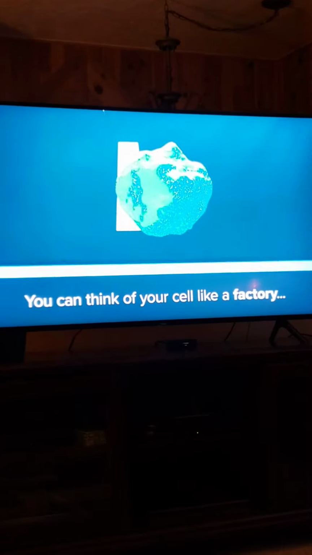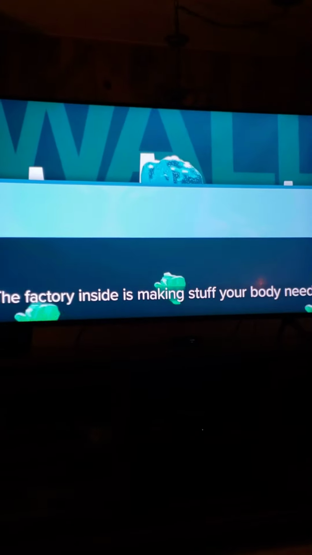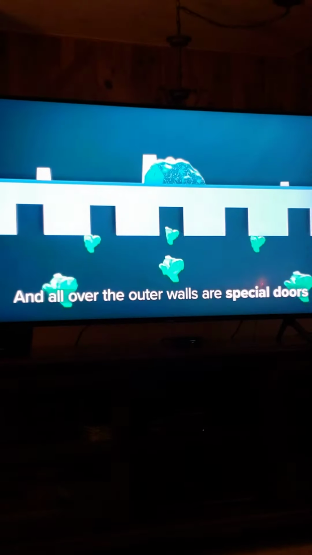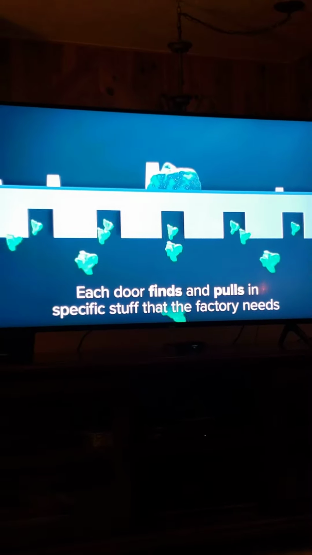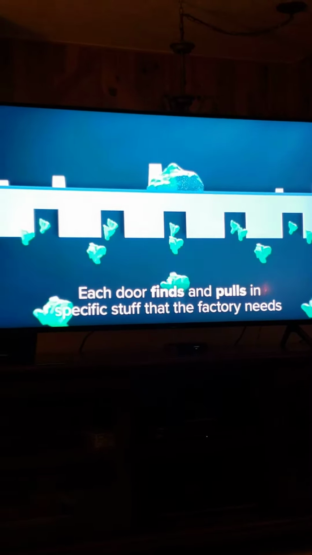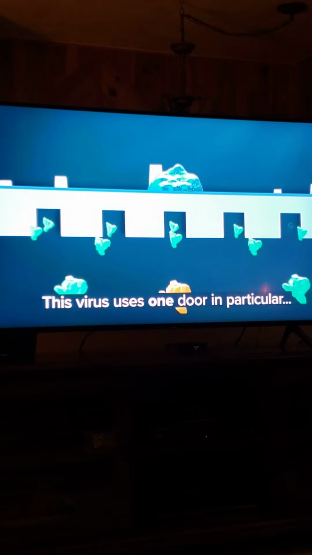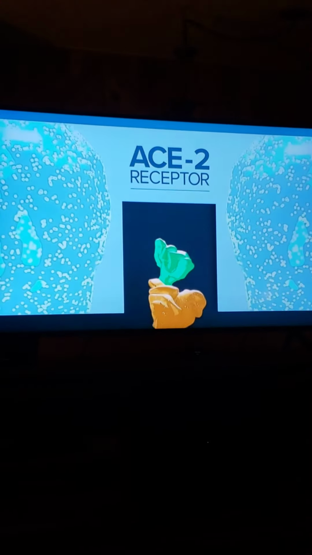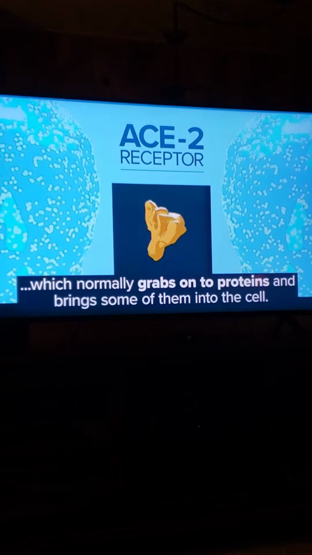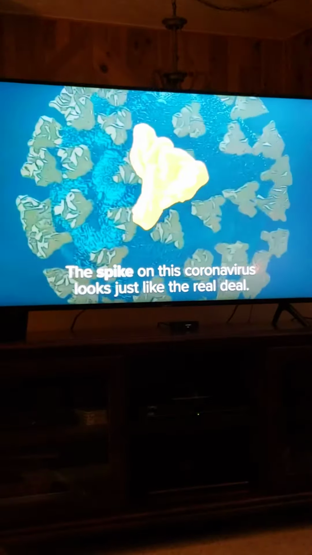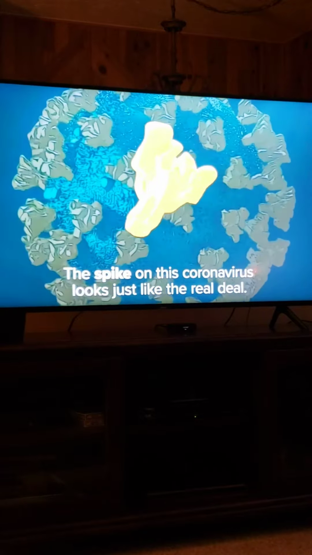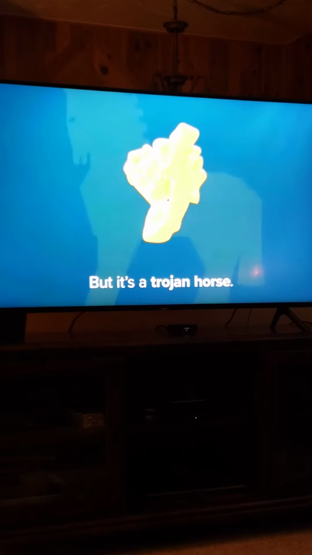You can think of your cell like a factory surrounded by a big fortress wall. The factory inside's making stuff your body needs, and all over the outer walls are special doors. Each door finds and pulls in specific stuff that the factory needs. This virus uses one door in particular, the ACE2 receptor, which normally grabs onto proteins and brings some of them into the cell. The spike on this coronavirus looks just like the real deal, but it's a Trojan horse.